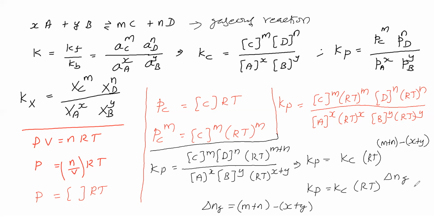So now we got the relation between Kp and Kc. Next we will go for the characteristics of equilibrium constant. What are the characteristics of equilibrium constant? That we will see.